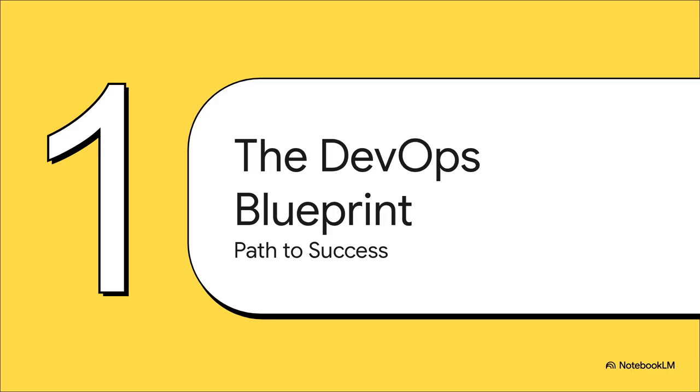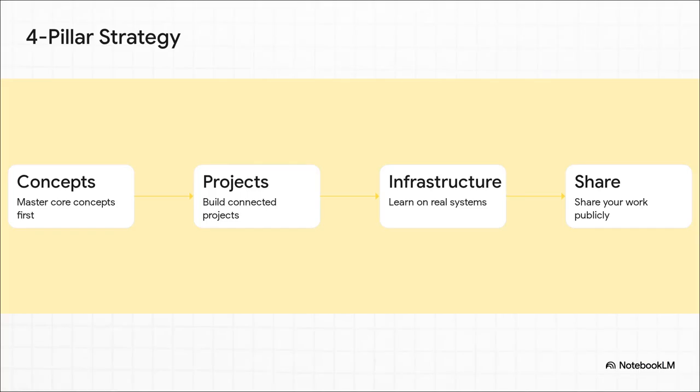Okay, let's jump straight into section 1, the DevOps blueprint, and structuring your path to success. To actually master DevOps without getting completely lost in the weeds, you need a solid 4-pillar strategy. We're talking master concepts, build connected projects, learn on real infrastructure, and share your work in public. We're going to break down each of these pillars, but first, we need to talk about why skipping this structured blueprint is such a dangerous mistake.